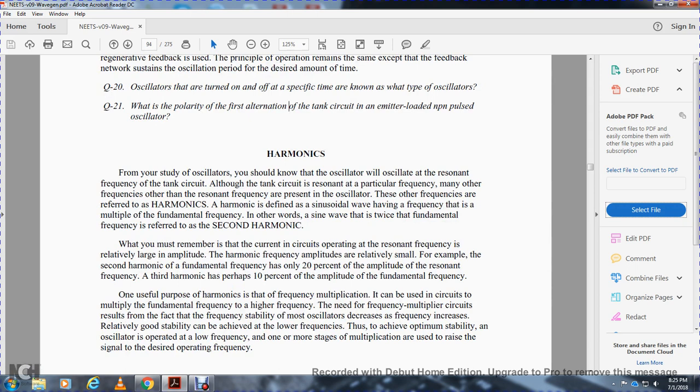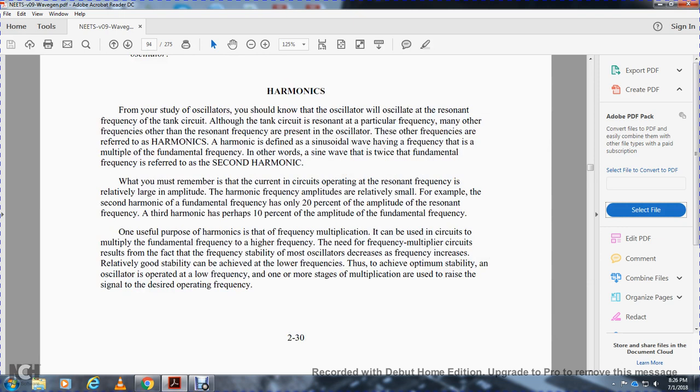You must remember that in a circuit operating at the resonant frequency, the fundamental has a relatively large amplitude, while the harmonic frequencies have relatively small amplitude. For example, the second harmonic may have 20% of the amplitude of the fundamental frequency, and the third harmonic perhaps 10% of the amplitude of the fundamental frequency.